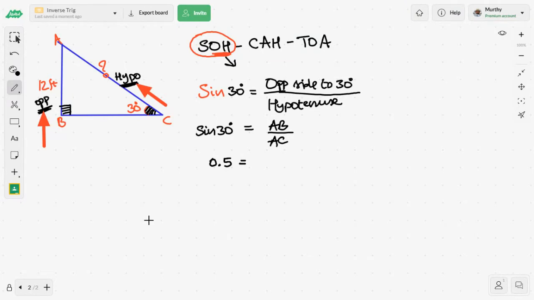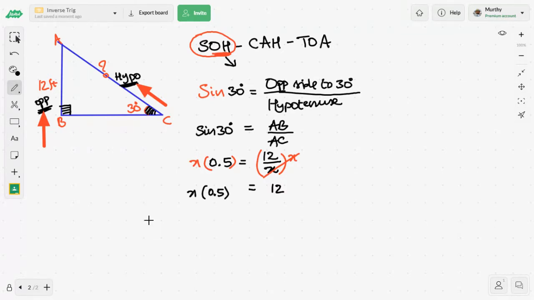So let me use the value 0.5 in place of sine 30. And what's the value of AB? You see that it is already marked as 12 feet. And what's the value of AC? That is not known. So let's say AC, or maybe if you want, you may make use of a variable. Let's say X. Now at this point, you know how to find the value of X. So let me eliminate the denominator by multiplying by X on both sides. Therefore, you get 12 equals X times 0.5.